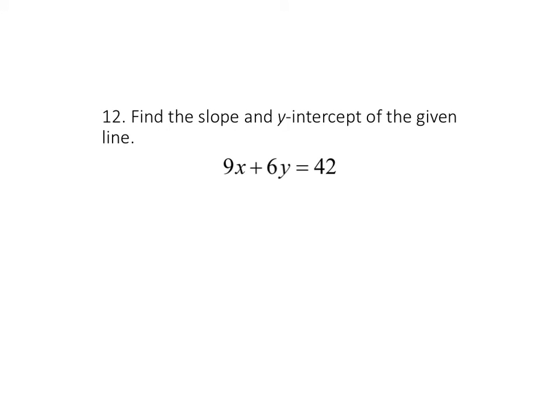When we're looking for the slope and the y-intercept of a line, that's telling us that we need to get this equation into y equals mx plus b form. And that means we need to isolate y on one side of this equation. So we'll begin by subtracting 9x from both sides.